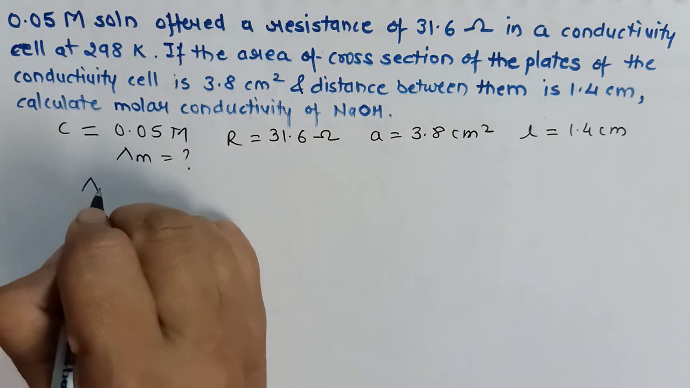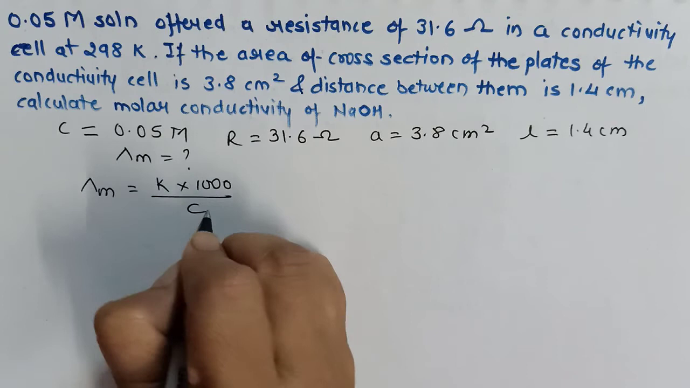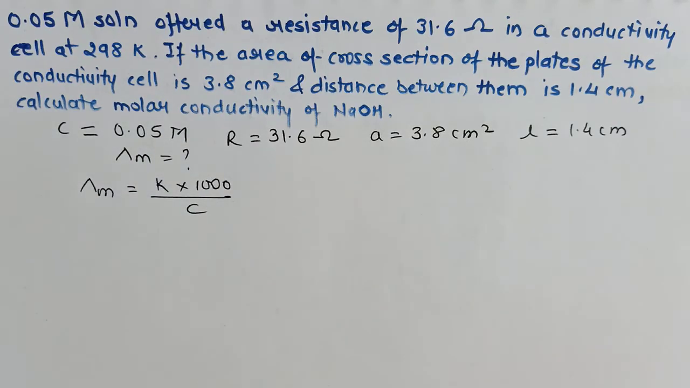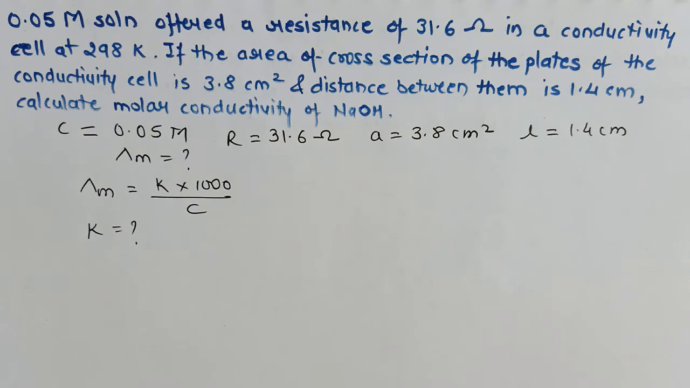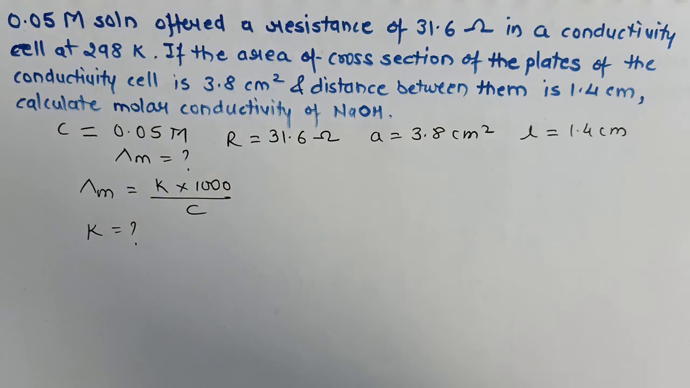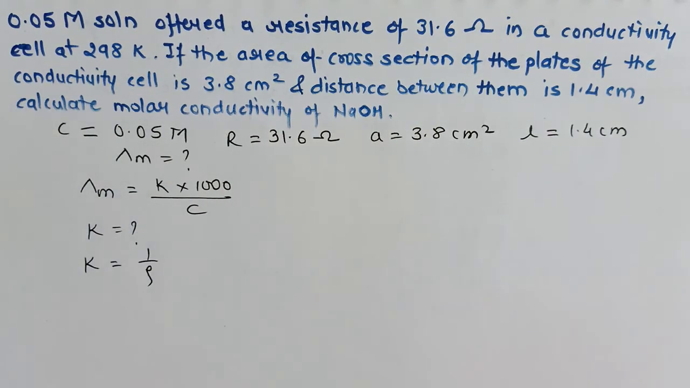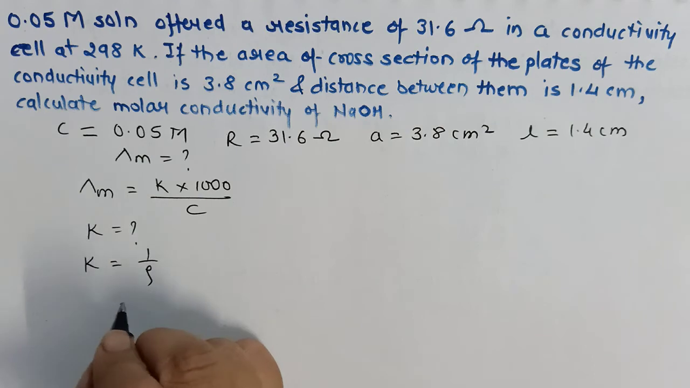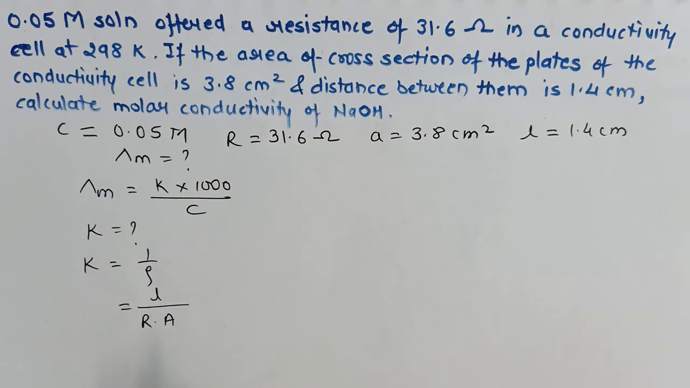So how do we calculate the molar conductivity? K into 1000 upon C. The value of concentration is available with me, but the value of K is not available. So for calculating K, we have to do many steps. We know K equals 1 by rho, or I can write it as L upon R into A. Now, are these values available with me? Yes, these values are available.